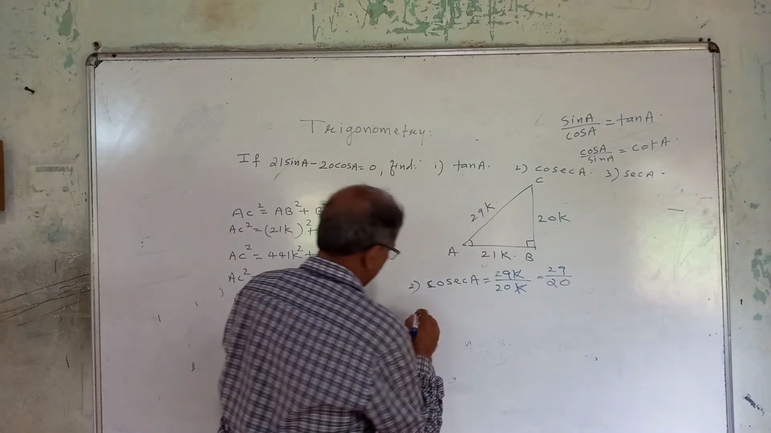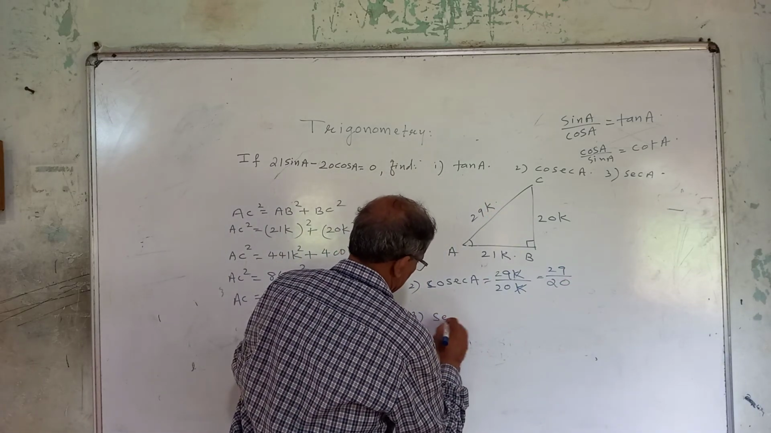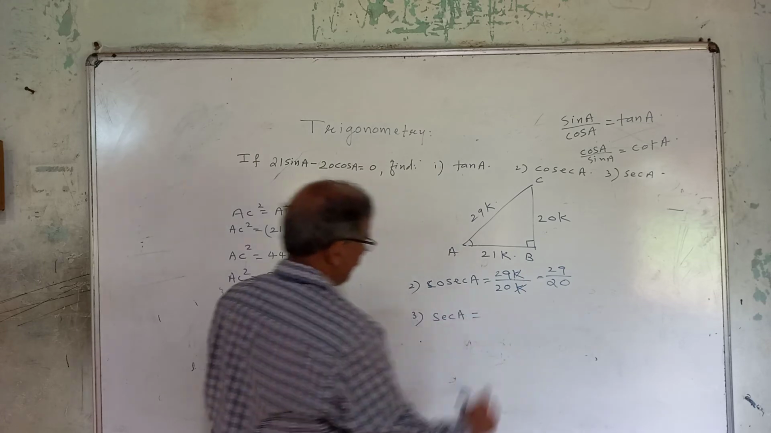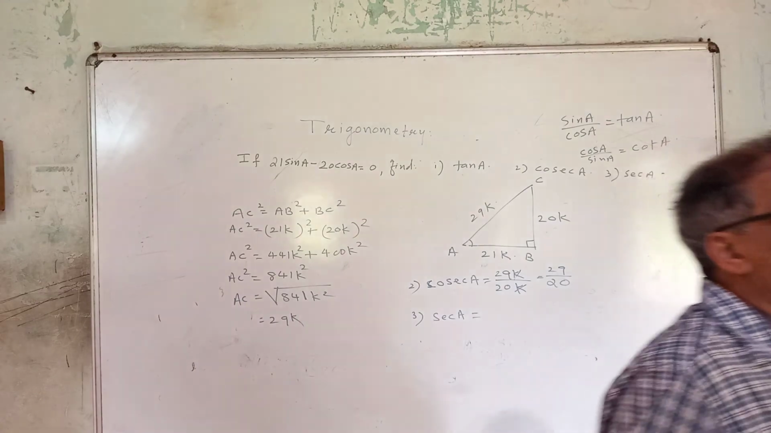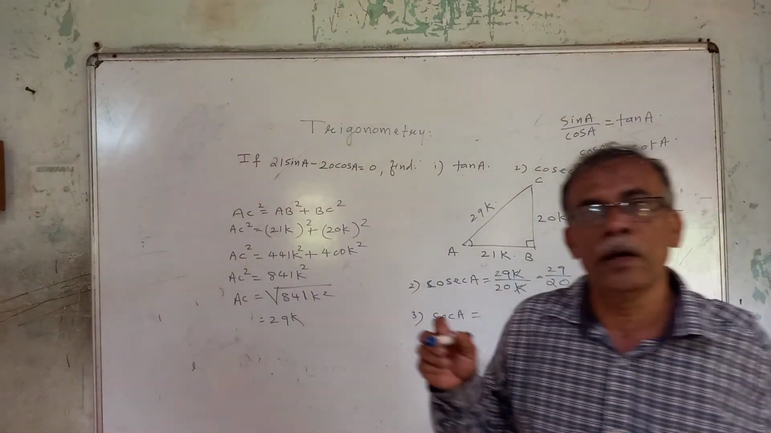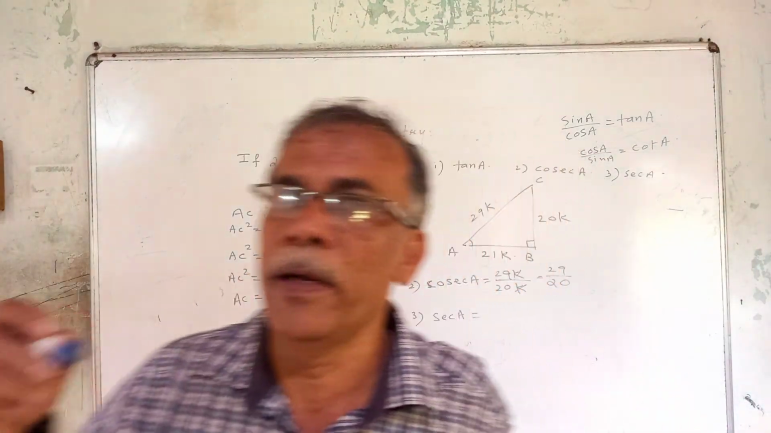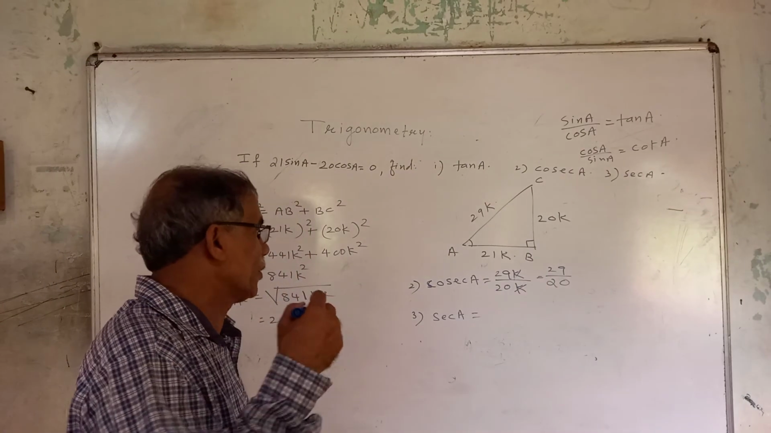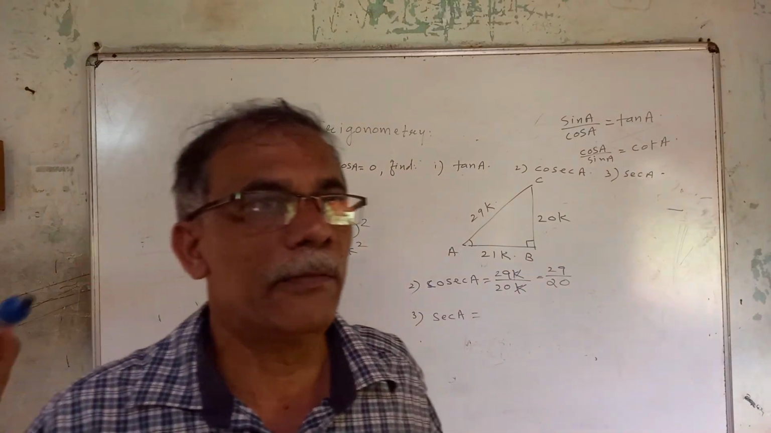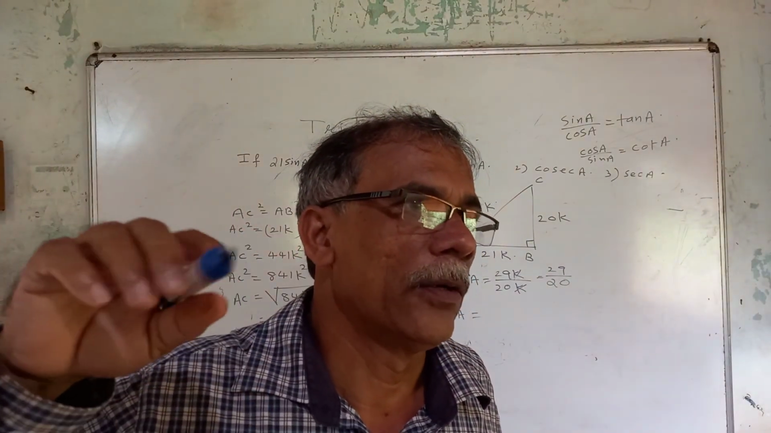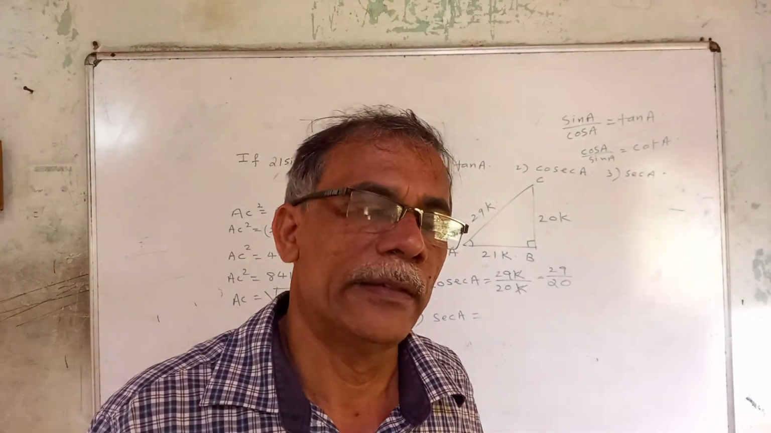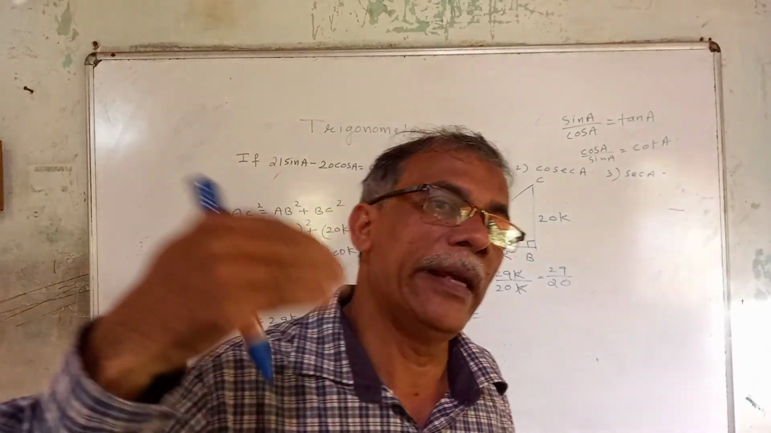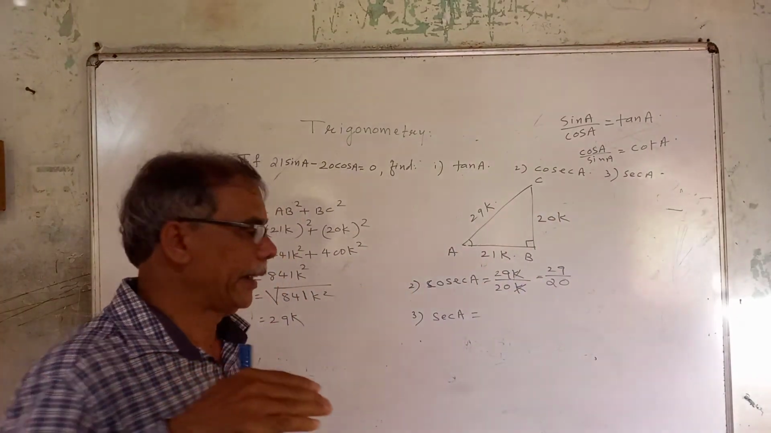Then the third one, sec A. Sec of A. It is the inverse of which ratio? Sec is the inverse of the cos ratio, isn't it? Cos means which side upon which side? Cos means adjacent upon hypotenuse. Now its inverse, so that will be hypotenuse upon adjacent.